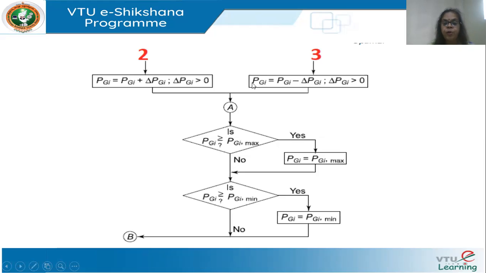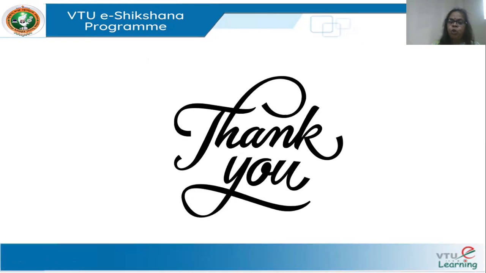Now, if any of the generator buses hit their limits, you have to level it at that limit. So you check whether any of the PGI is greater than PGI max. If yes, you set the PGI to PGI max. If no, check whether it is less than PGI min. Sorry, I said greater than earlier, this should be less than. If it is less than PGI min, then you set it to PGI min. Otherwise, if it is no, then we go to B. And what do I have in B? Step 2. So that's how you do the optimal load flow. Thank you.